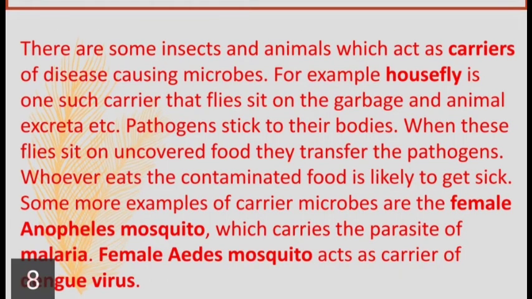There are some insects and animals which act as carriers of disease causing microbes. For example, the housefly is one such carrier. Flies sit on the garbage and animal excreta, etc. Pathogens stick to their bodies, and when these flies sit on uncovered food, they transfer the pathogens. Whoever eats contaminated food is likely to get sick.